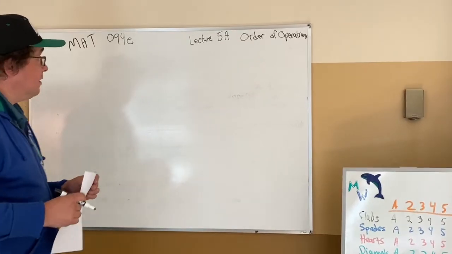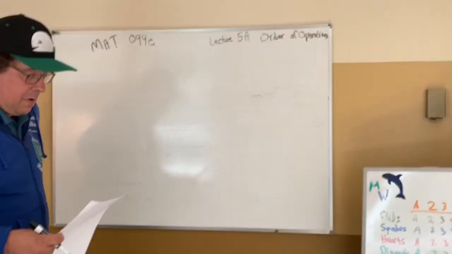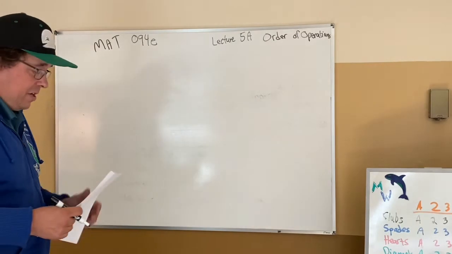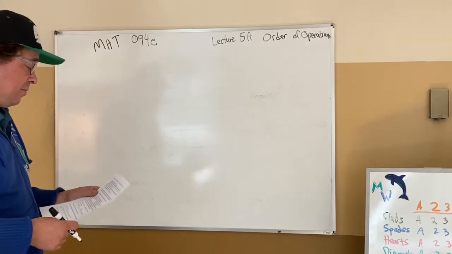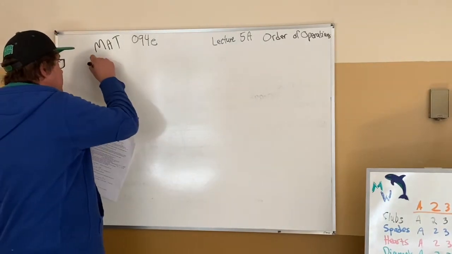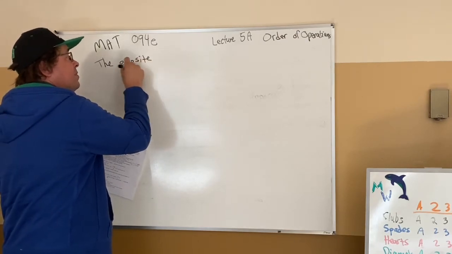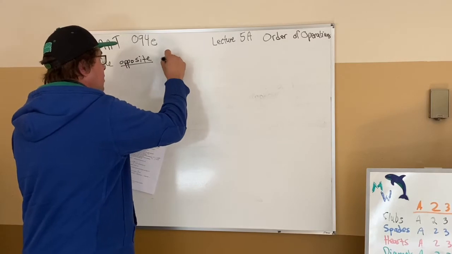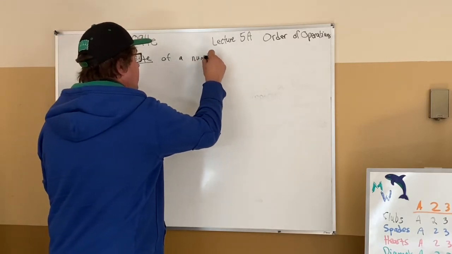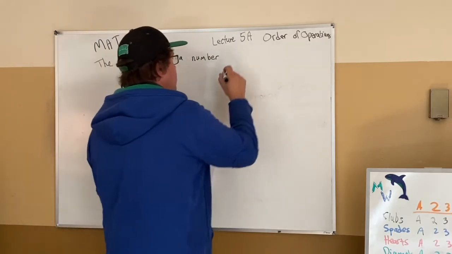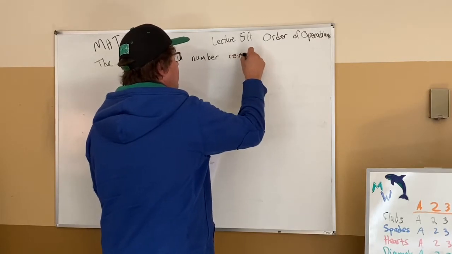So on to lecture 5. Today we're going to look at mainly order of operations, and this is going to be where we look at some keywords such as the opposite. A lot of times we have a preconceived notion of what an opposite means, but the opposite of a number reverses its sign. It's not always negative, it's not always minus, but it's a reverser.